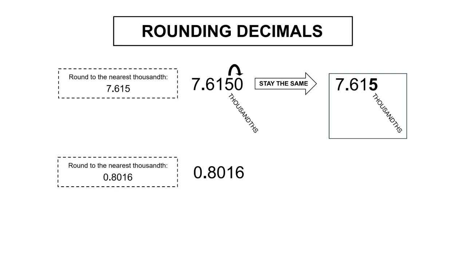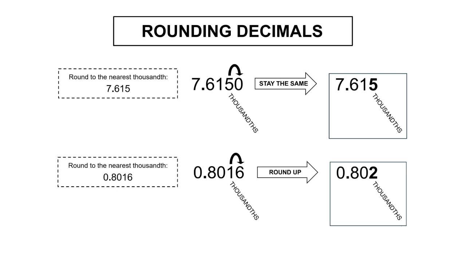Now let's look at the example below. Once again, we're rounding to the nearest thousandth. Locate the thousandths place. That's a 1. Now let's look at the digit to the right. It's a 6. It's 5 or greater, so the thousandths place is going to go up by 1, and then we're going to cut off everything after the thousandths place. Final answer is 0.802.